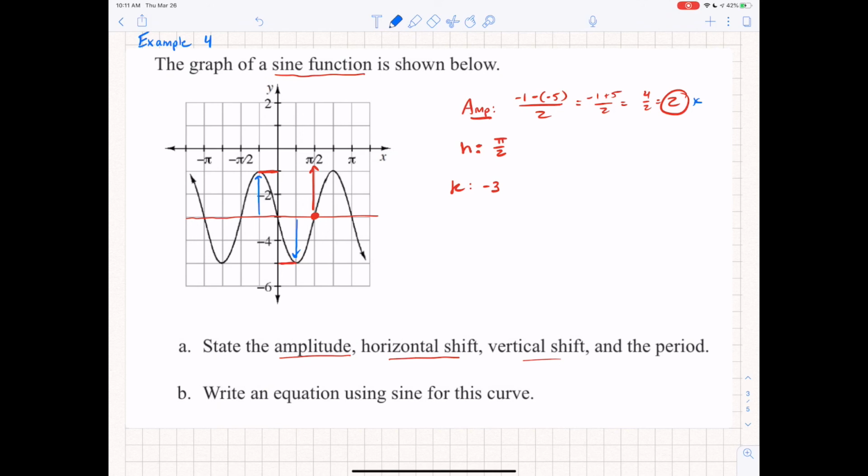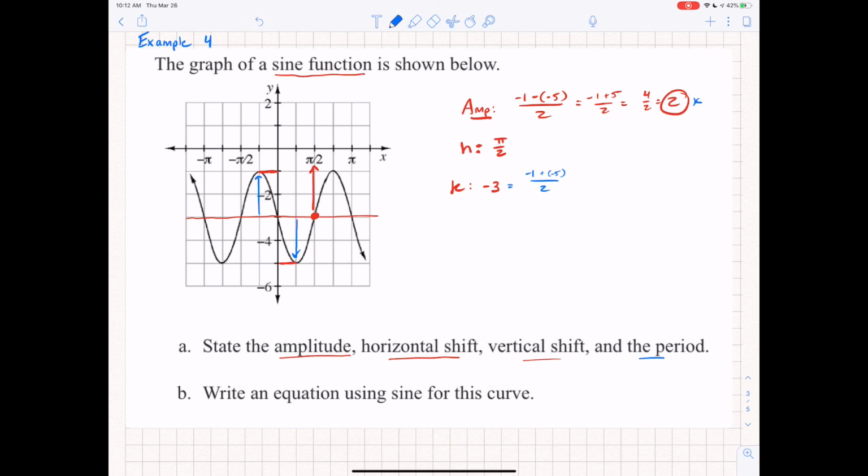Also, the vertical shift can be the average between the max and the min. So if you were to go through and do -1 plus -5, and then divide this by 2, you'll see that we'll get -3. So 2 different methods to find that.